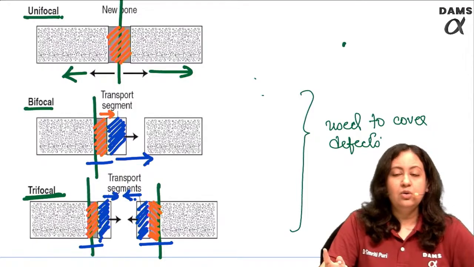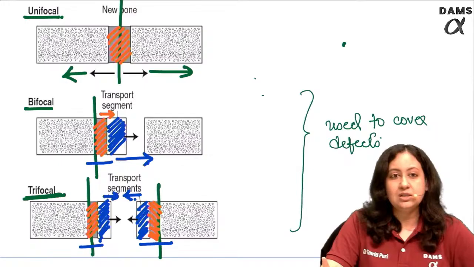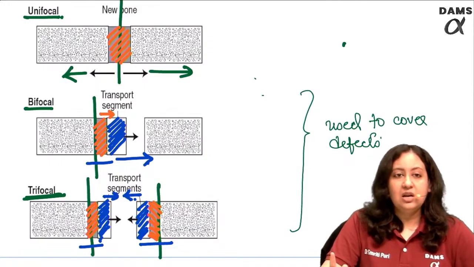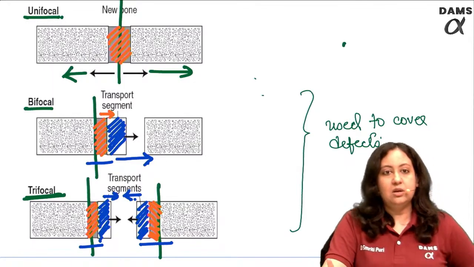Please remember, unifocal does not have any transport disc, bifocal has one transport disc, and trifocal has three transport discs. Sorry, trifocal has two transport discs.